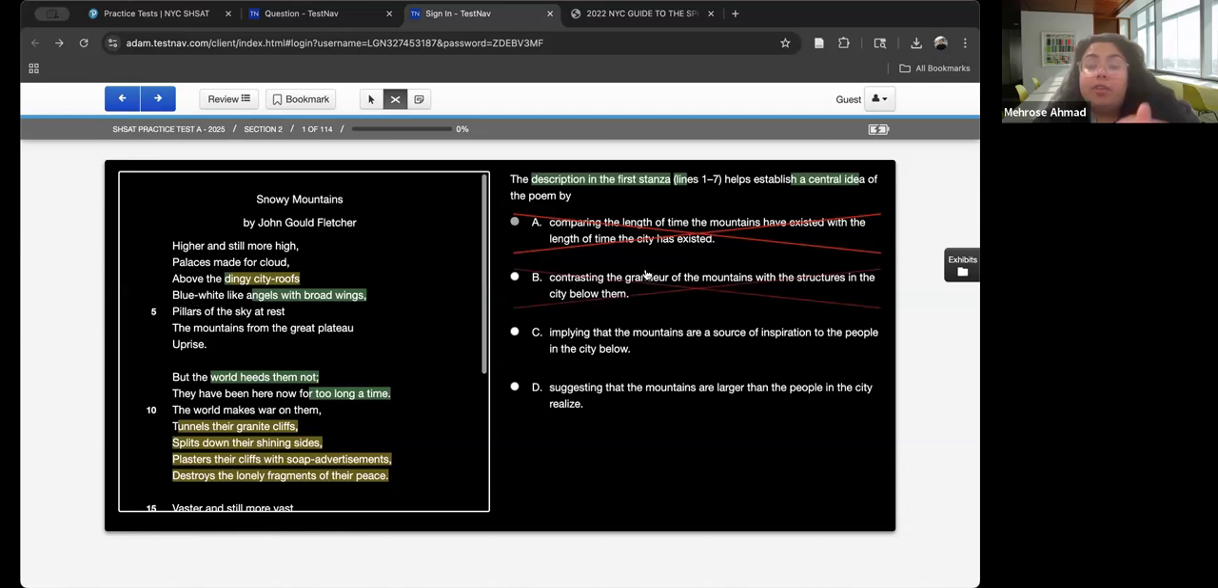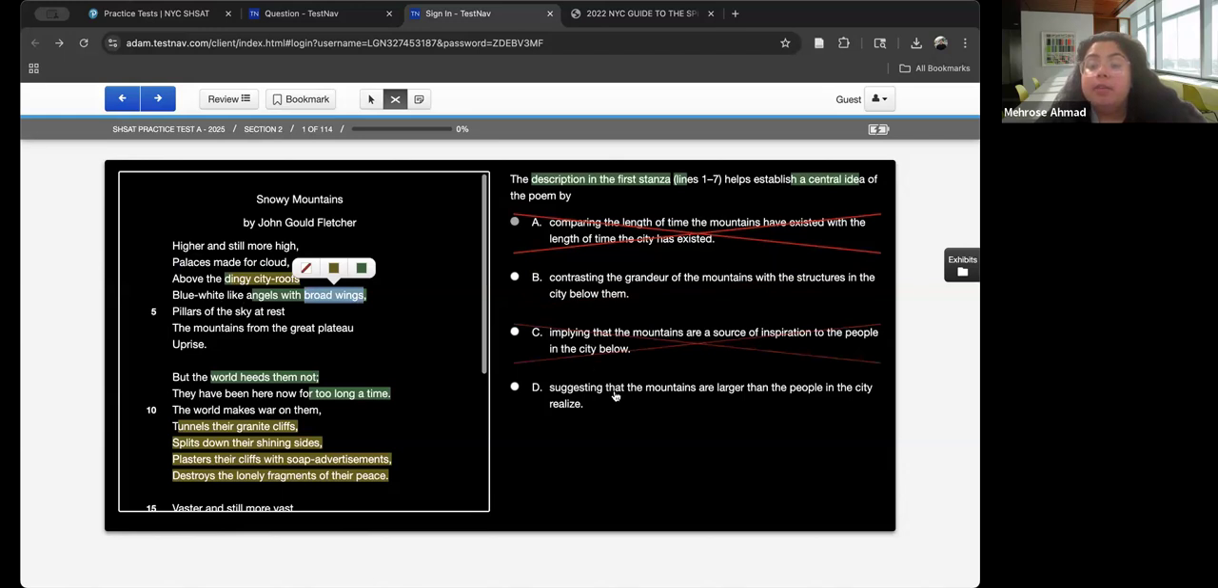Choice B, contrasting the grandeur of the mountain with the structures in the city below them. Now, we actually did see that immediately in the first paragraph, the author has this contrast, describes the mountains in a much more positive, sophisticated way compared to cities. This is definitely a probable answer. And I'd like to point to some of the answers that I got. A couple people wrote B in the passage. That's excellent. And someone also wrote, the fact that the author is literally describing the mountains as big, right? They're higher and they're even higher. They're like palaces. They're angels. They have big, broad wings, etc. So this is definitely a probable answer.